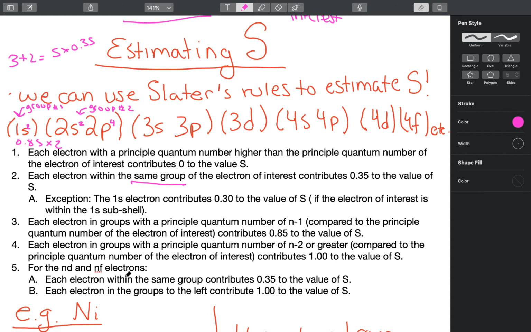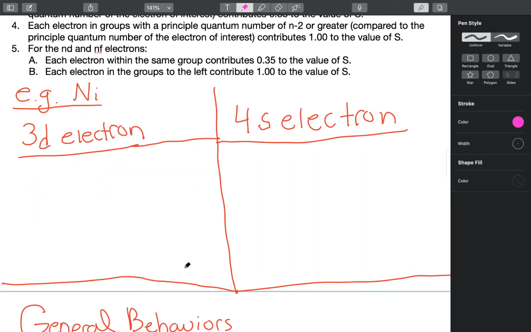So the fourth rule is that each electron in groups with a principal quantum number of n-2 or greater compared to that of the principal quantum number of the electron of interest contributes 1 to the value of S. And then for nd and nf electrons, each electron within the same group contributes 0.35, and each electron in groups to the left contributes 1. So we're going to get into these two rules more in this example.